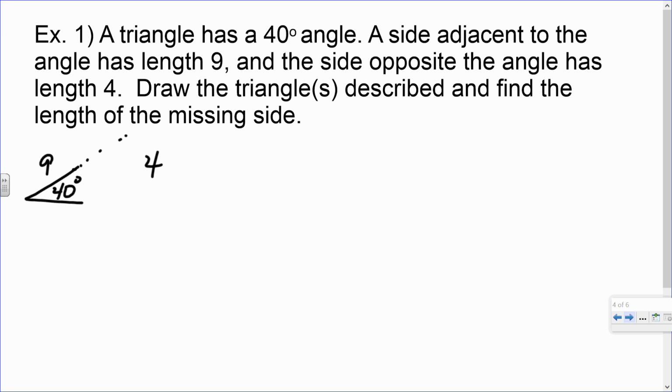And let's just label some things with our notation. We are letting this be angle A. A is 40 degrees, which means the opposite side has to be little a.